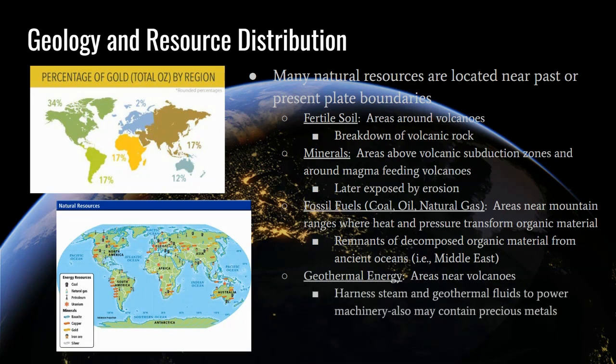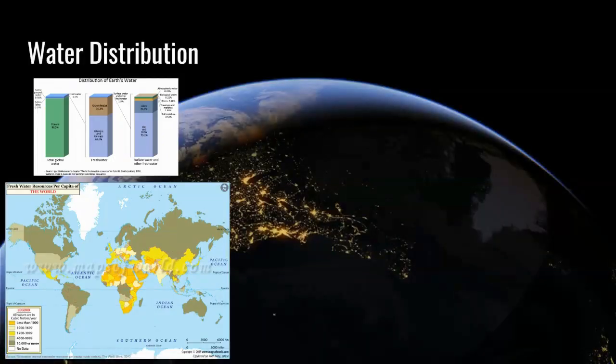Finally, we have geothermal energy, which is areas near volcanoes that harness steam and geothermal fluids to power machinery and may also contain precious materials. But again, volcanoes are located near fault lines. And so near these areas of fault lines, you have the highest deposits of geothermal energy that we eventually use to power machinery and other things.